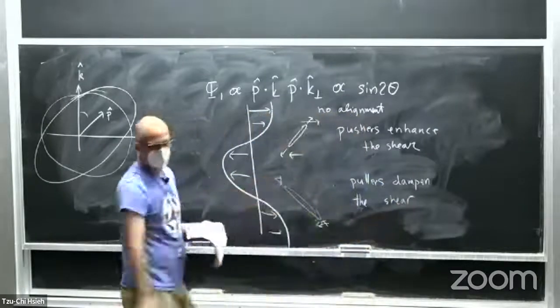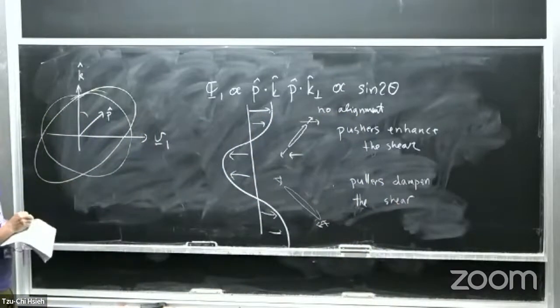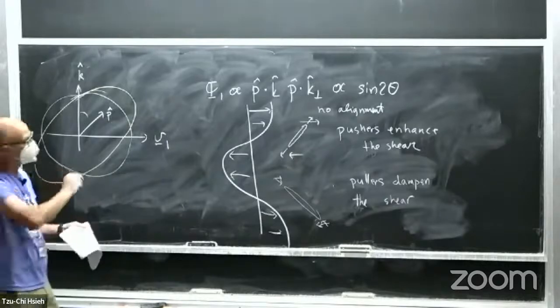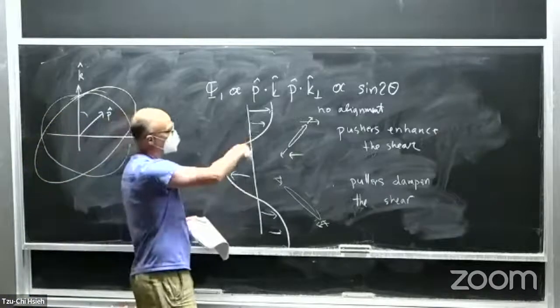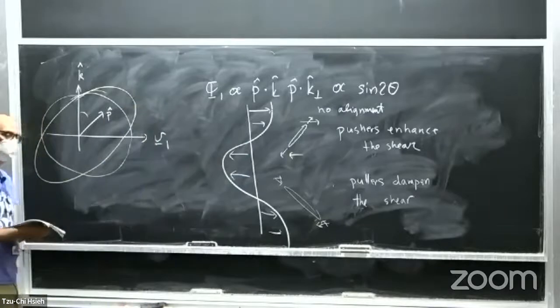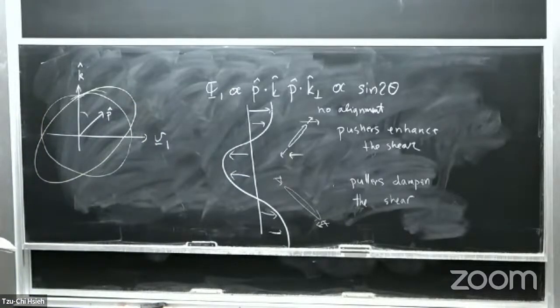And the spheres, why don't the spheres do anything? Well, the spheres don't align, right? So they're pointing every which way in the flow, and there's no feedback at all, and therefore no driving of the system to be unstable.